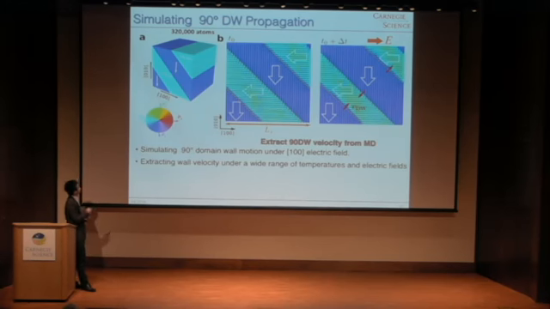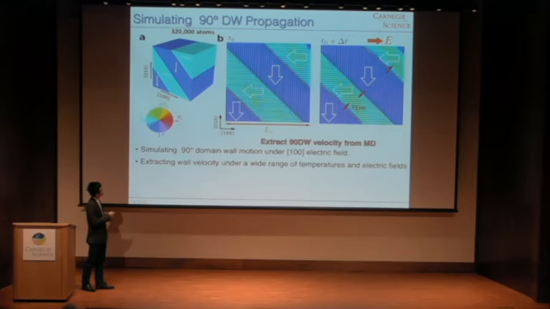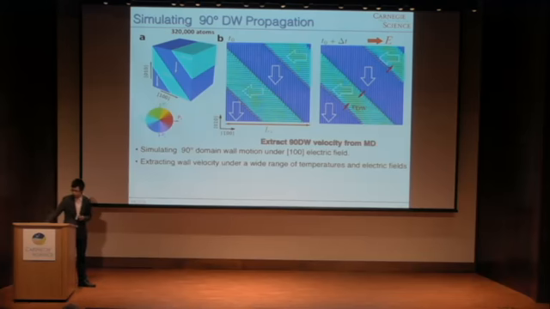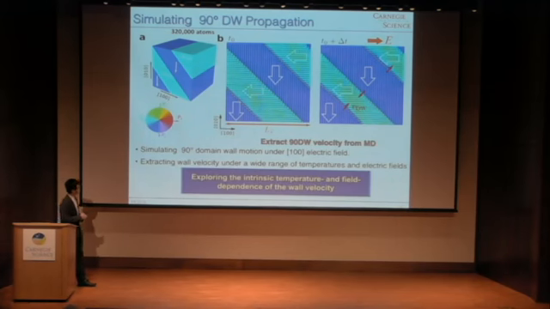So this is a supercell we use to construct a domain structure with 90-degree domain walls. It's a 40 by 40 by 40 supercell. We can apply an electric field along the 100 direction to initiate domain wall motion and then extract the domain wall velocity from molecular dynamics simulations. We carry out the simulations under a wide range of temperatures and electric fields. The goal is to reveal the intrinsic temperature and field dependence of the domain wall velocity.